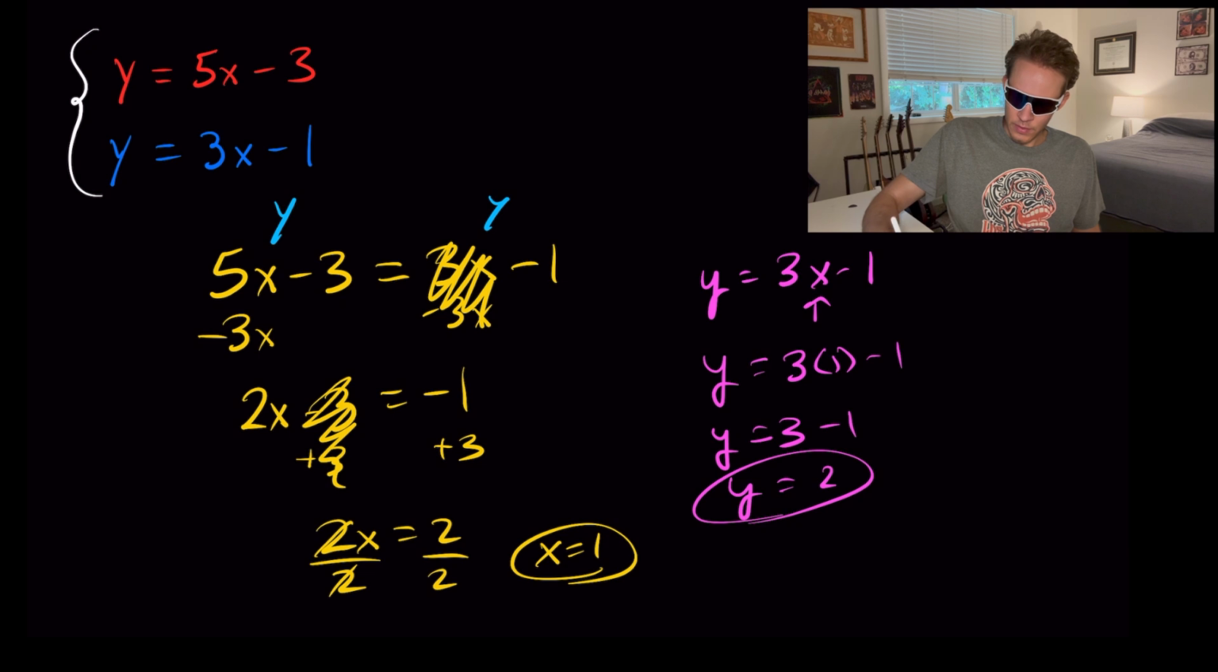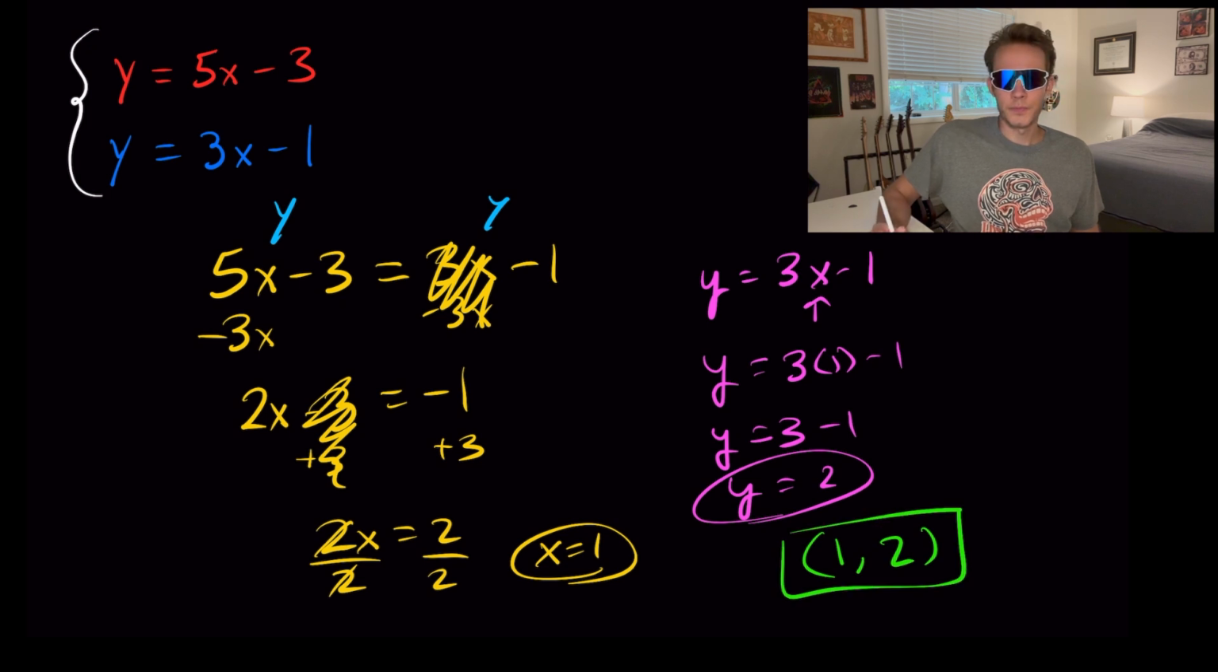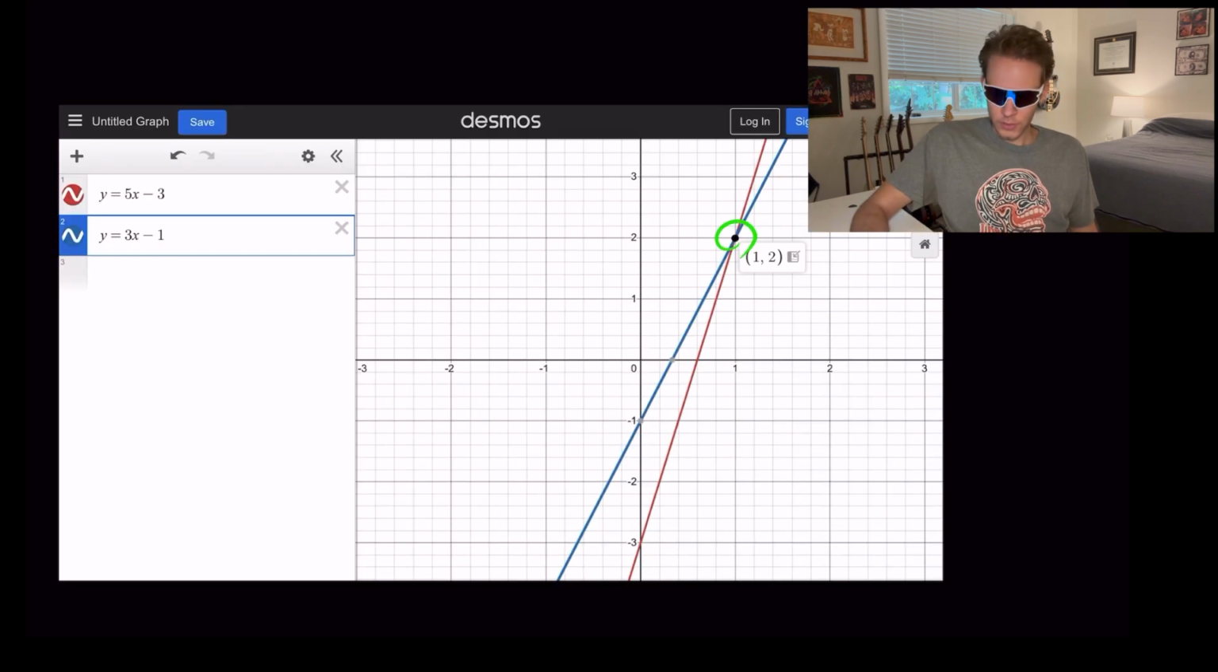So that means the solution, or the point that these two lines intersect at, is going to be at 1, 2. Again, here it is shown in the graph to prove that what we're doing will get you the same answer as graphing.